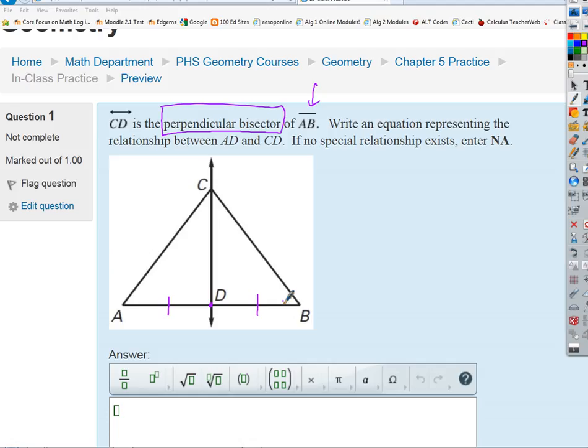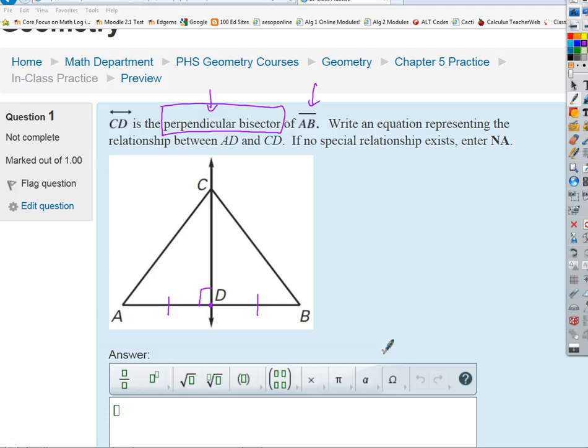Now, what about the perpendicular part? How would I say that on the drawing? Hannah, what do you think? If I'm talking about line CD being perpendicular to segment AB, what kind of mark could I put? What kind of angle do perpendicular lines make? Right angle, good. So we can go like that, right? That summarizes everything that it tells us, correct?